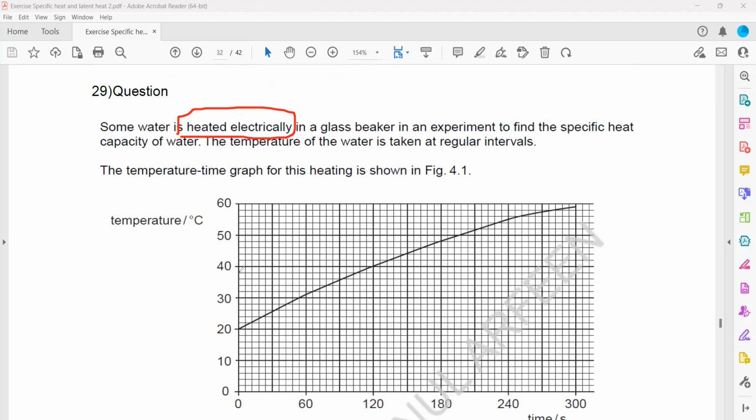But why was the temperature change initially more in the first 120 seconds and then smaller? Because initially the water is at 20, it was not losing energy to the surrounding. But when the water becomes 40, it loses more energy to the surrounding. So what we supply is lost to the surrounding.